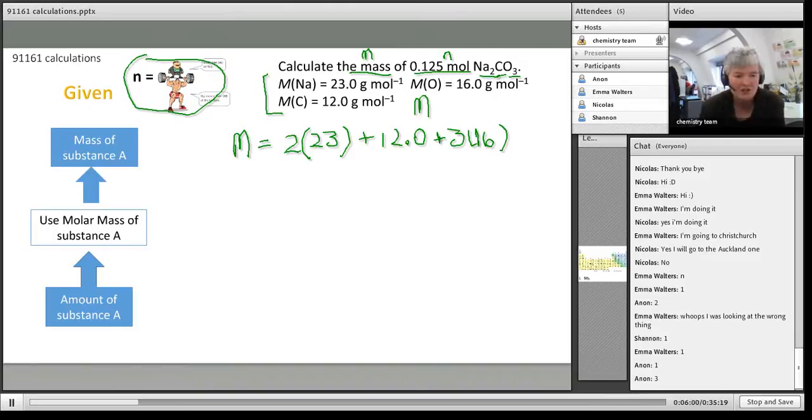Okay, so I'll just use my computer calculator, or can you also work that out very quickly? So I've got 46 plus 12 plus 48, because 3 times 16 is 48. Do you get 106?